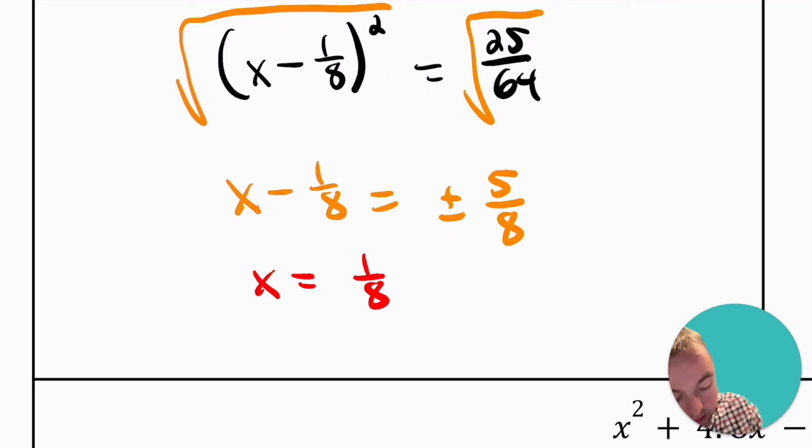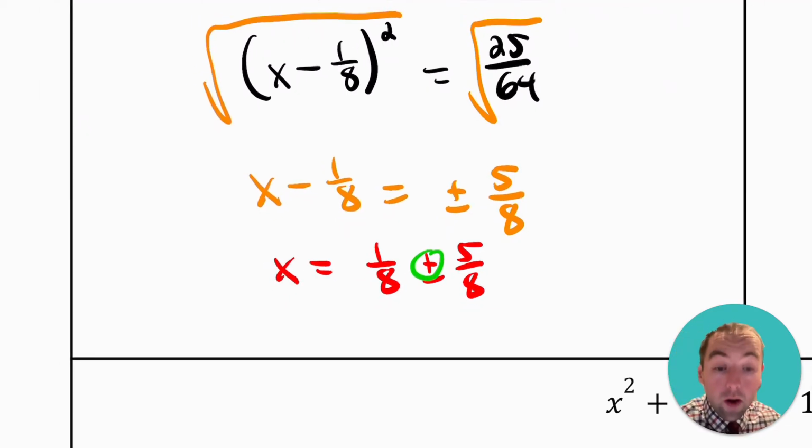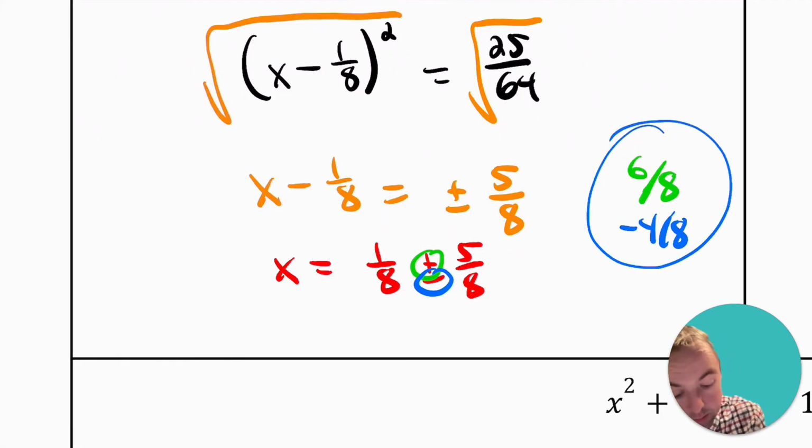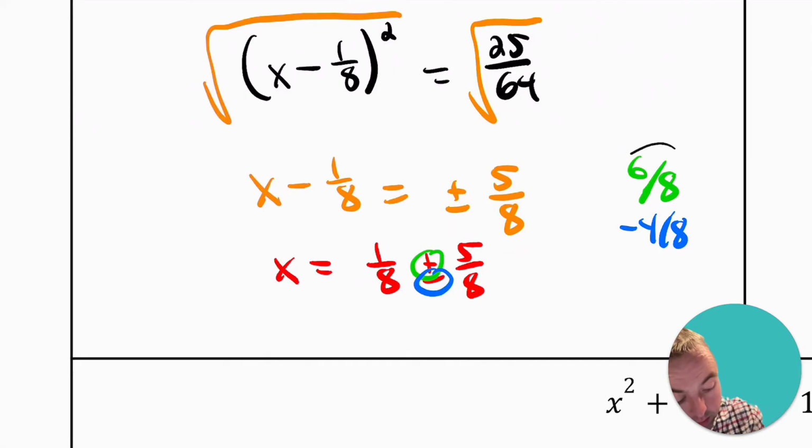So positive 1/8 plus or minus 5/8 will give you your solutions, and you can actually get very nice answers from that. So if you plus, then 1/8 plus 5/8 gives you 6/8. And then if you were to minus, 1/8 minus 5/8 is going to give you negative 4/8. With those couple numbers that we just found, you can actually reduce both of them, because 6/8 is actually 3/4, and negative 4/8 is negative 1/2.